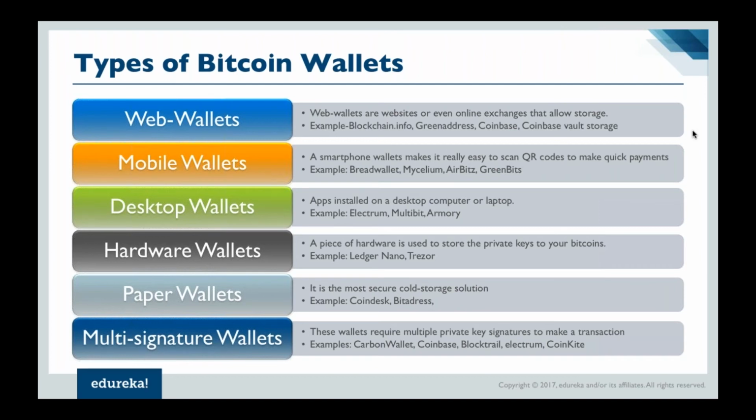So few examples are like Carbon Wallet, Coinbase, Blocktrail, Electrum, CoinKite. So these are the wallets which are supporting multi-signature wallets. They're also called as shared wallets.